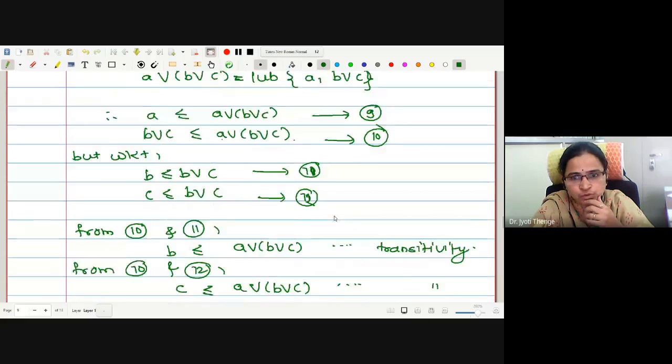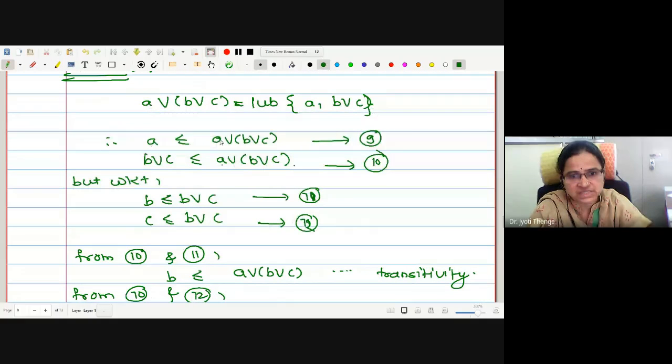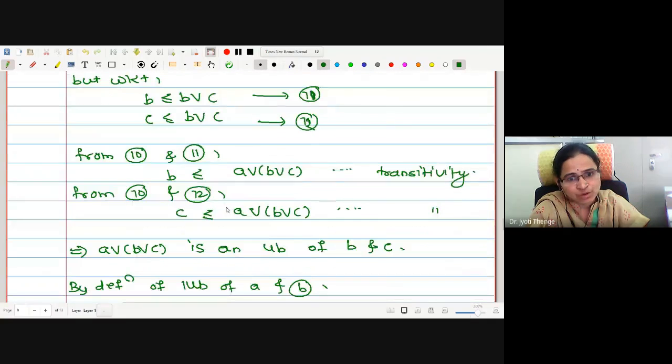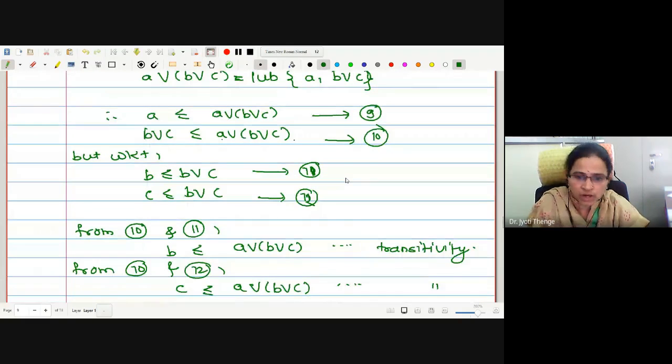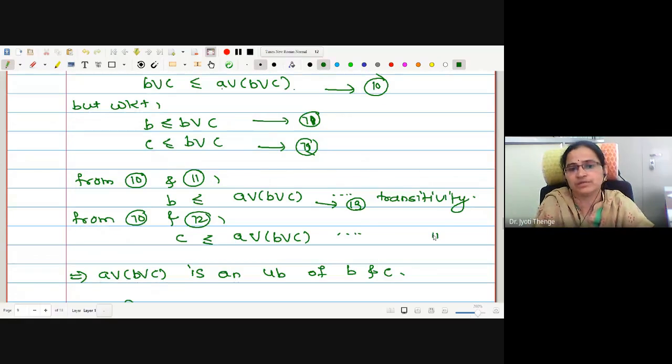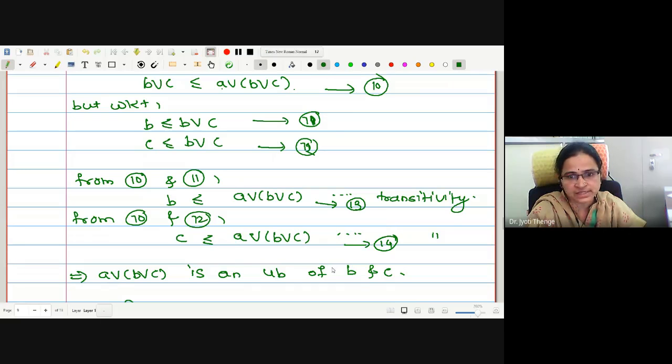Look at this 9. A precedes A join B join C. B also precedes the same. I think I should give the numbers to this also: 10, 12, this is 39, right? So every statement we have to give a number. Every statement is useful. Therefore, let me write 14 also here. 13 and 14. Therefore, what do 13 and 14 say?